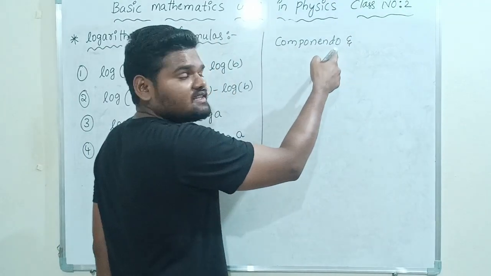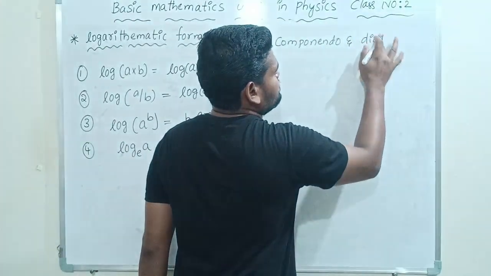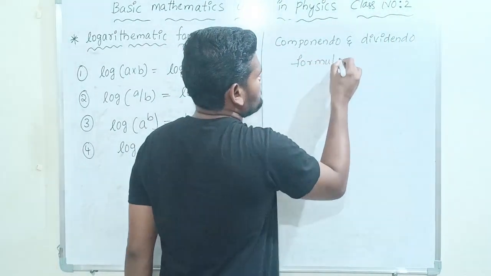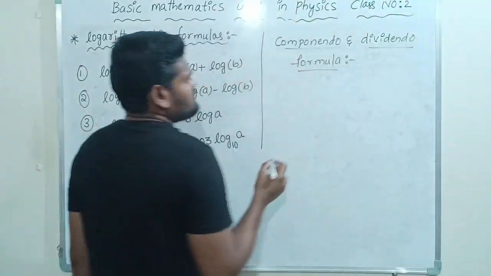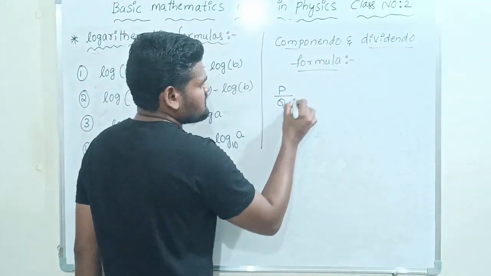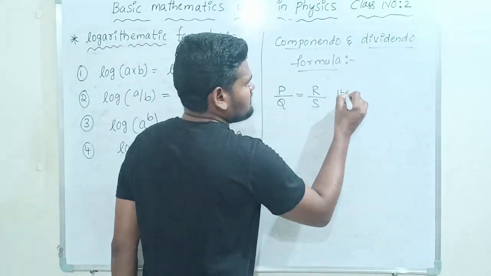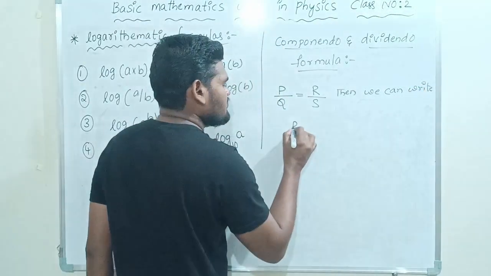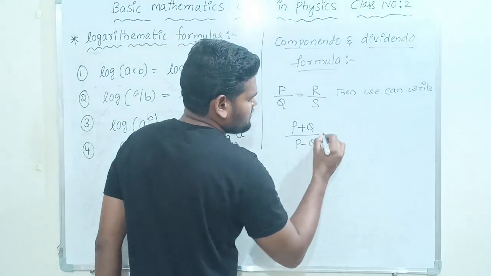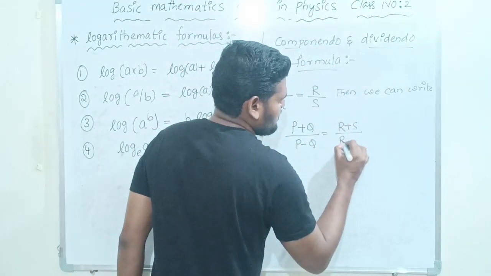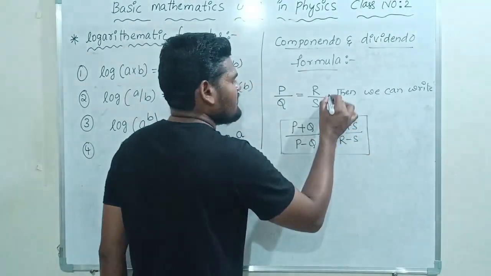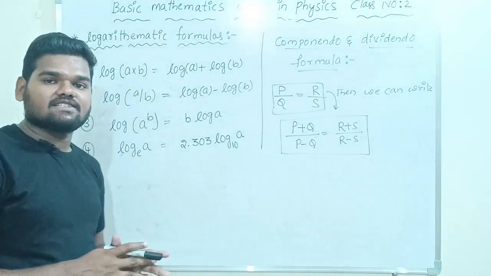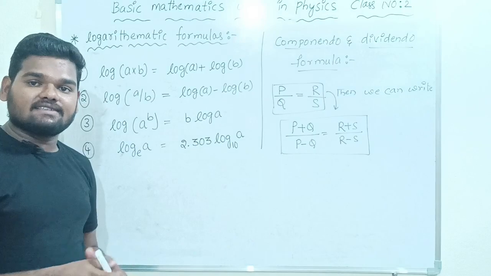Okay. So one more formula is there, that is the componendo and dividendo formula. Are you able to see the screen? Right. So if the equation is like this, P by Q equals R by S, then we can write this equation as P plus Q by P minus Q equals R plus S by R minus S. Is it clear?